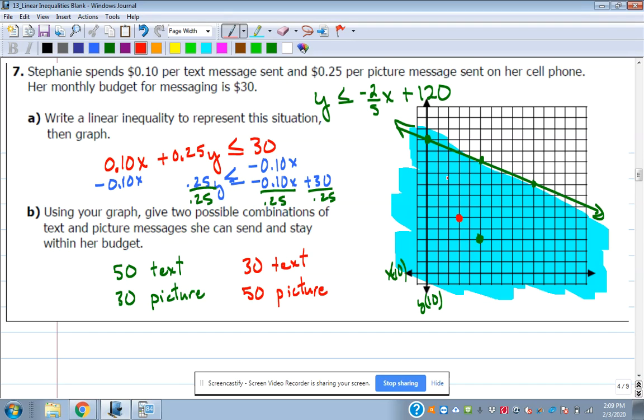So you got to keep in mind the scale that you change your picture to when you're doing those. Technically, 3 text messages and 5 pictures would also work and be about right there is where that point would be. But any of those ordered pairs that are shaded in would work as long as they're positive on the X and the Y. No negatives there because we can't have negative text messages or negative picture messages, right? Doesn't make sense to do that.